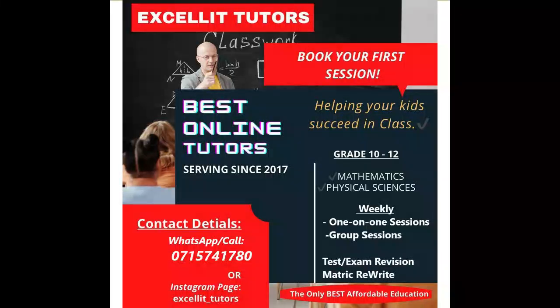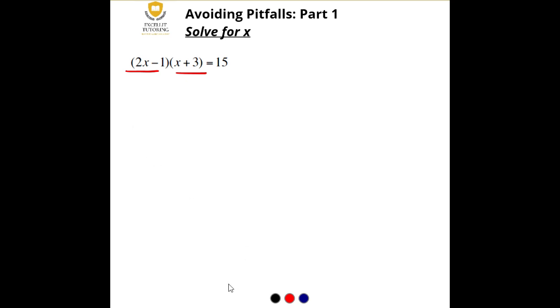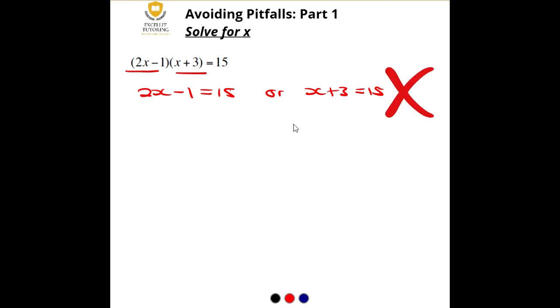Okay, we are back again, and now we're going to look at this solve for x problem. If you look at it, it's already factorized for you. You have it that way, and already in your mind you're thinking that I'm just going to say the first factor, 2x minus 1, will give me a 15, or the other factor, which is x plus 3, will give me a 15. And this is very wrong. It's actually wrong to do that.